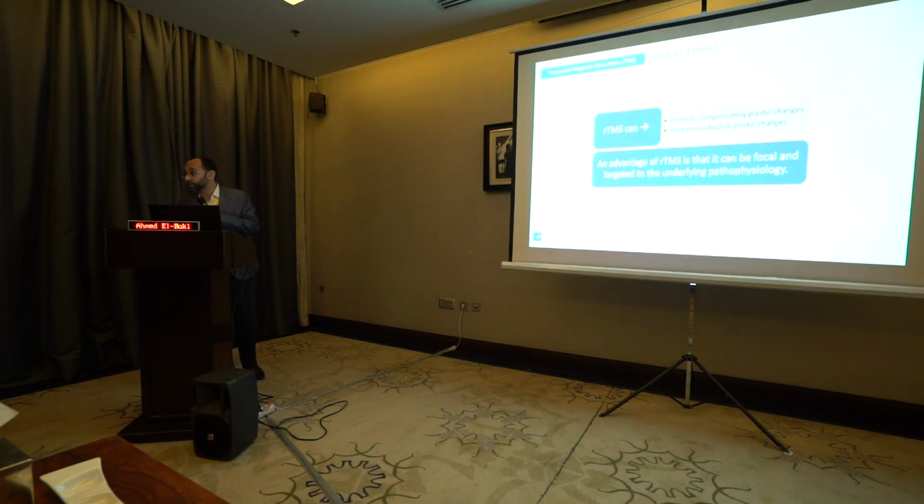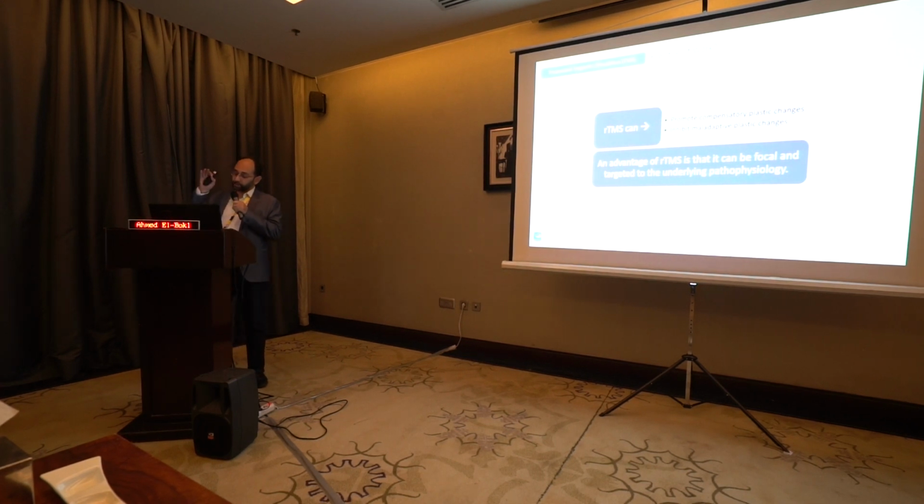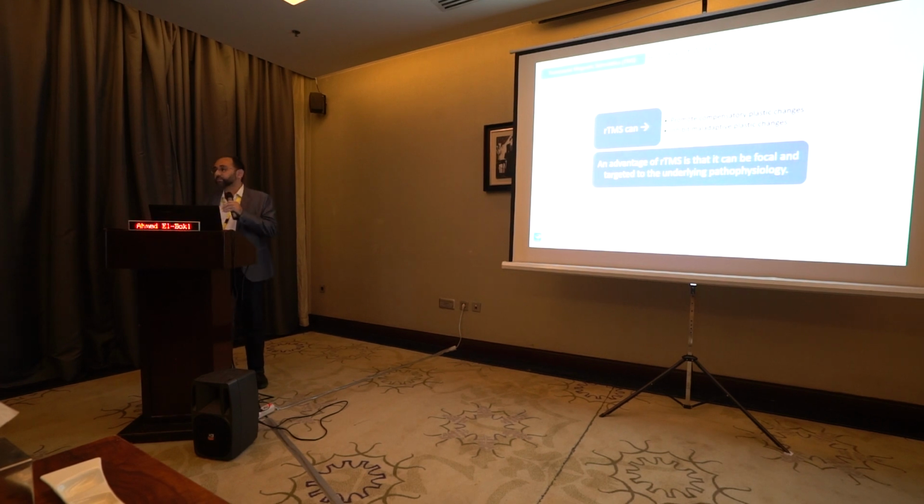So how does it work? The main idea of TMS, or the main aim of TMS, is actually to promote compensatory or beneficial plasticity changes, or plastic changes, and to inhibit the unwanted maladaptive plastic changes. The advantage of TMS is that it can do this in a focused manner, in a targeted manner, because you're actually directly working on the cortex without causing so much systemic side effects and so on. It's a local form of therapy.